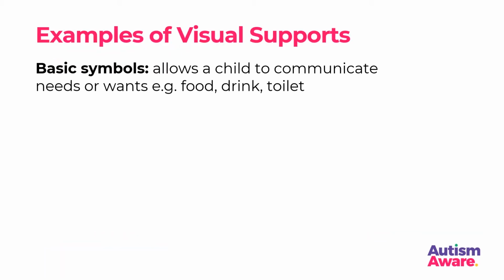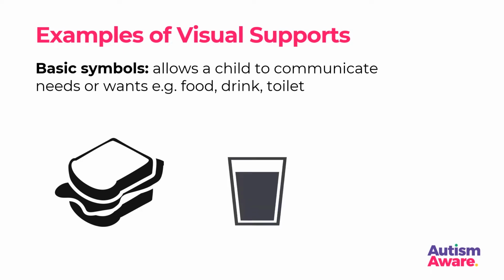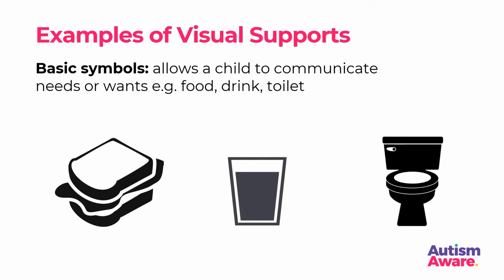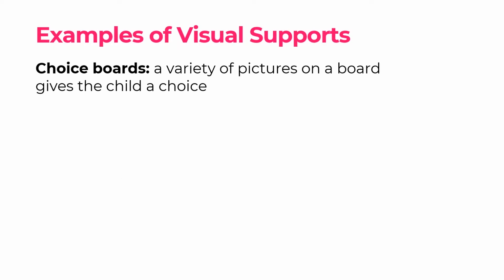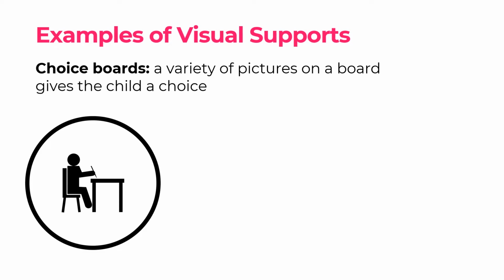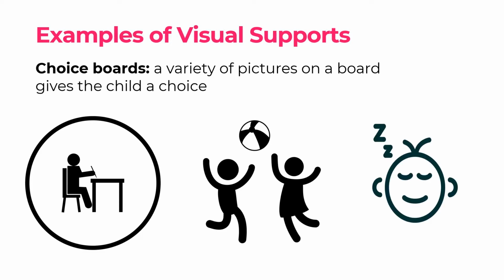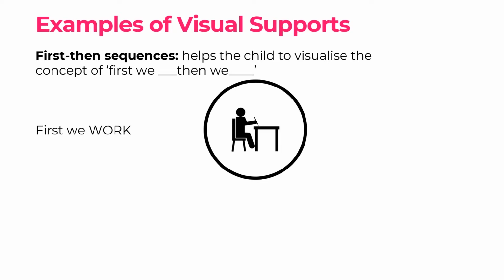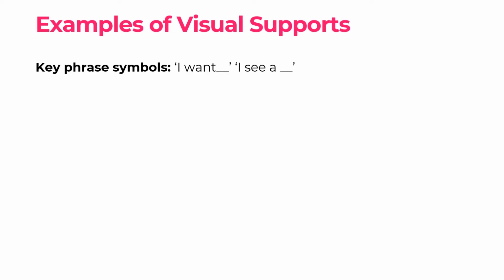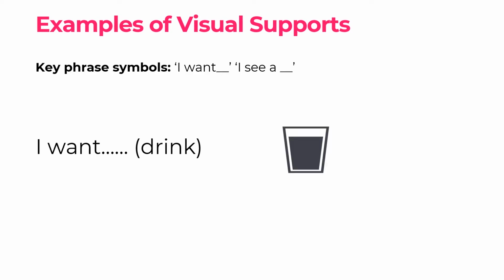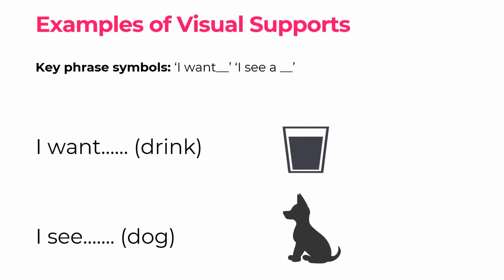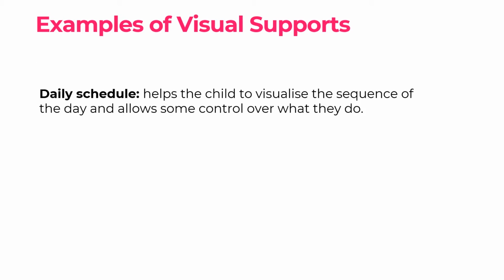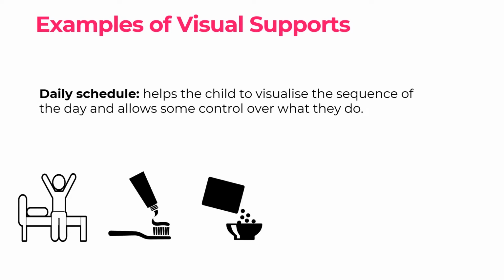Examples of visual supports. Basic symbols. These allow a child to communicate needs or wants. Example, food, drink, toilet. Choice boards. These include a variety of pictures on a board which give a child a choice. First, then sequences. These help the child to visualize the concept of first we and then we. Key phrase symbols. I want. I see a. Daily schedule. This helps the child to visualize the sequence of the day and allows some control over what they do.